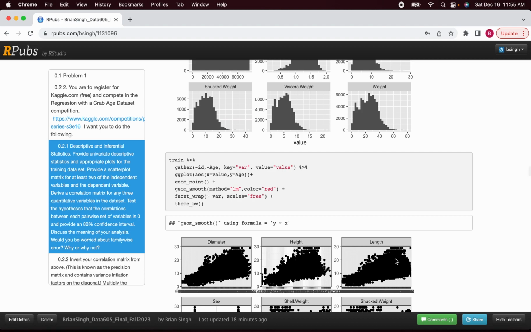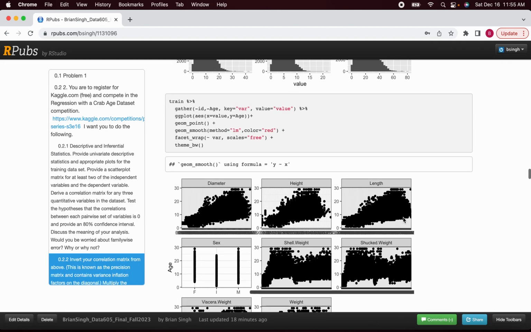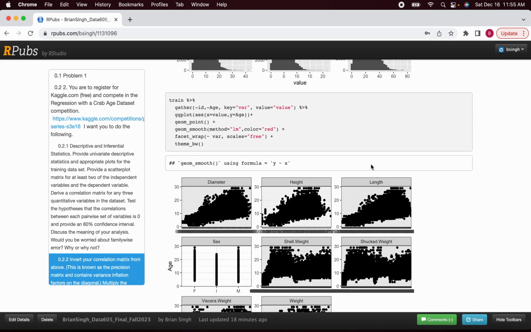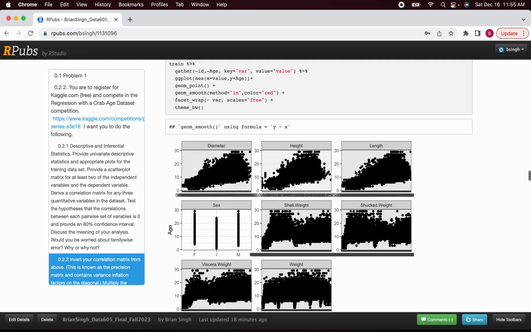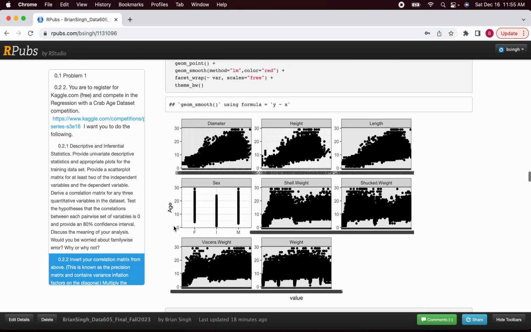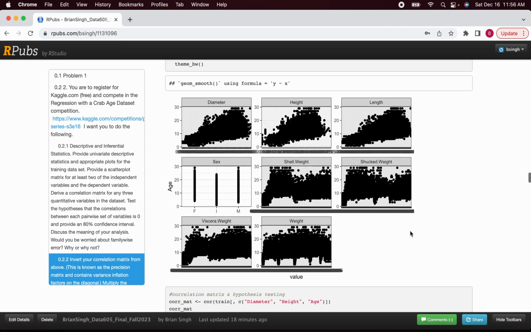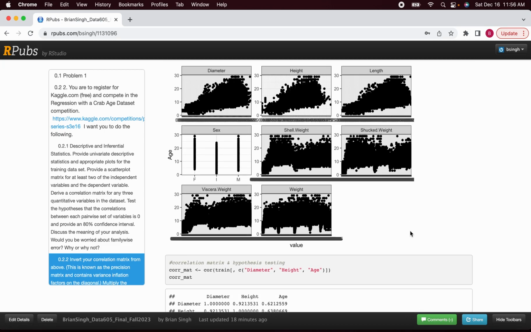And here's a scatter plot just to show each of them, comparing them to age on the y-axis here, showing how they behave as x increases, in this case diameter, height. You can see some kind of correlations here. The weights are not distributed normally, so it's all over the place.